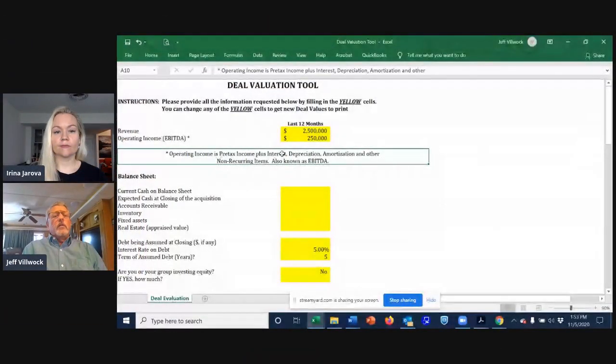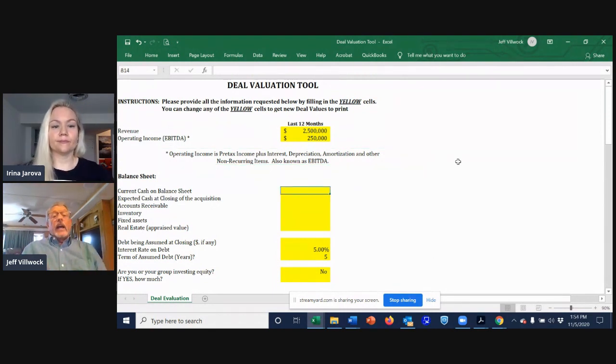Yeah, the other way to calculate it is precisely as it says here. You can always take your pre-tax income and work up. So you add back the interest, you add depreciation, amortization, and any non-recurring items. It's the same thing that I just discussed. So basically, what's your operating income? That's what you want to know. Operating income, got it. Right.